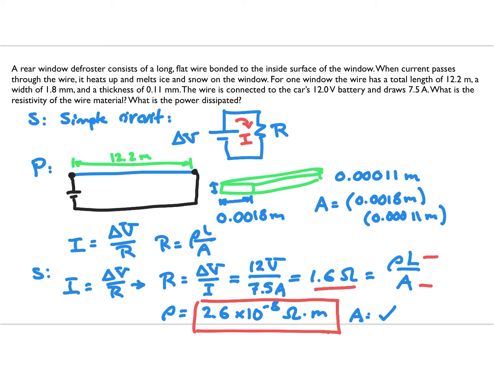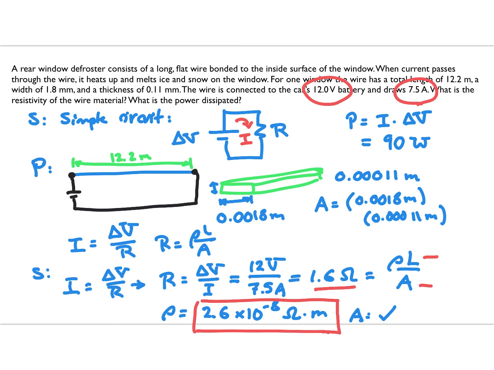Next, we want to figure out the power. The power is very straightforward because I'm given the potential difference and the current. We calculate that by saying the power is equal to the current times the potential difference: 12 volts times 7.5 amps, and I get 90 watts.